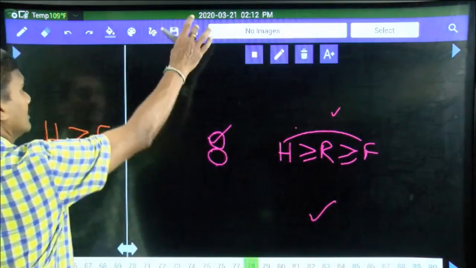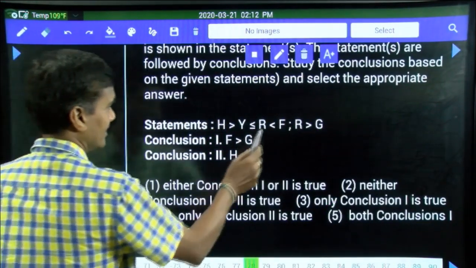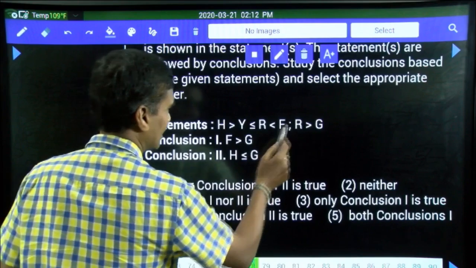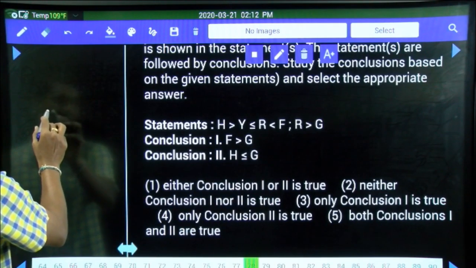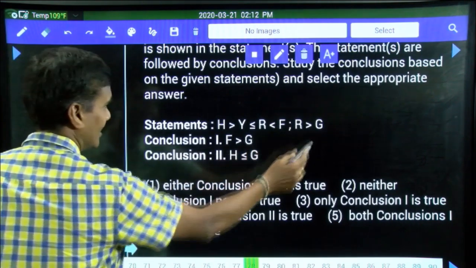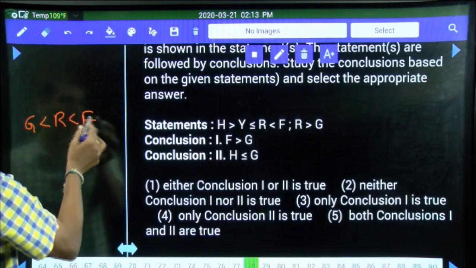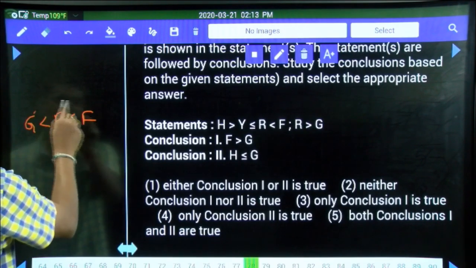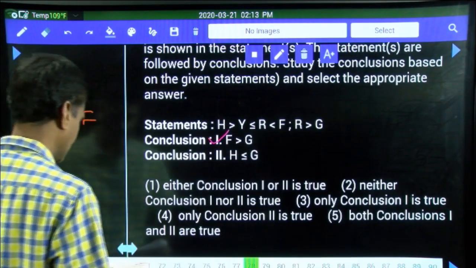77. Then 78. Now in this 78, the relation between F and G. F is here, G is here. Which element is common here? R is common. R and F: R is lesser than F, isn't it? And R is greater than G, so G is lesser than R. G lesser than R lesser than F. G lesser than F is true, F greater than G is also true. Clear? Hence the first one is true.